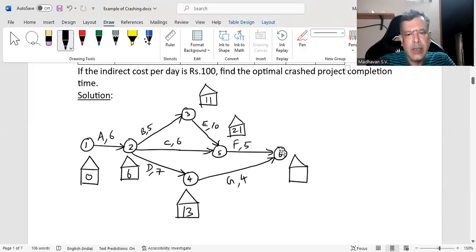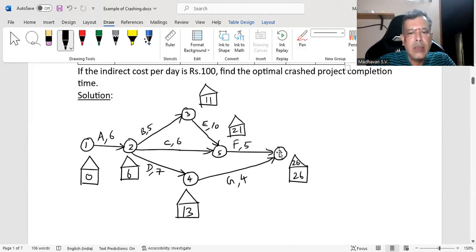At node 6, last one, you check how many arrows are coming. There are 2 arrows coming. One is from node 4, one is from node 5. If you calculate it from node 4, it is 13 plus 4, 17. If you calculate it from node 5, it is 21 plus 5, 26. You choose the maximum, which is 26. This is forward pass calculation. Now you have to do backward pass. Start from the last node, go to the first node in sequence. So at node 6, you start with the 26 only, whatever you wrote in the rectangle. You write the same thing in the triangle, 26.